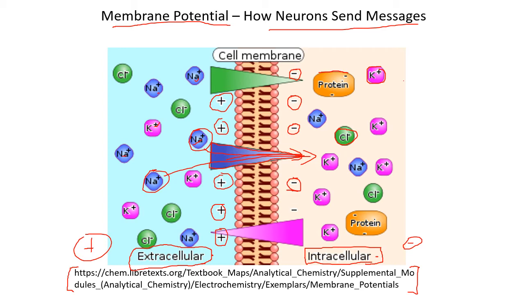So in this region here, this entire region of the cell, we would then have this inside having a different charge. And then what happens as these channels open and the ions move in, that's what's going to create that electrical signal as this inside becomes less negative.